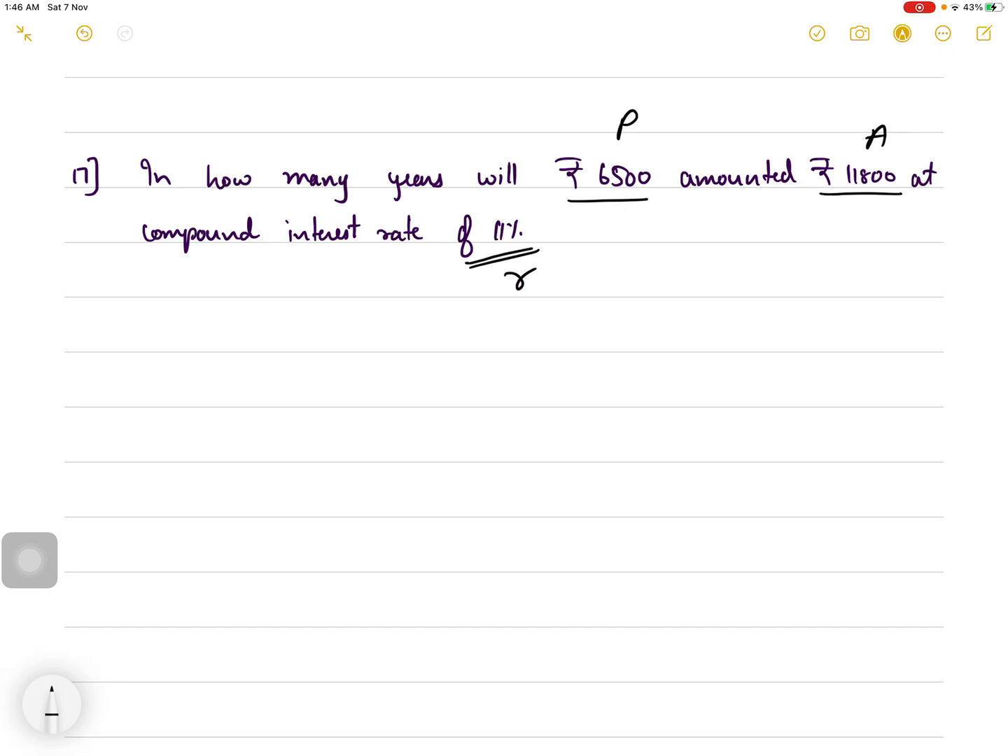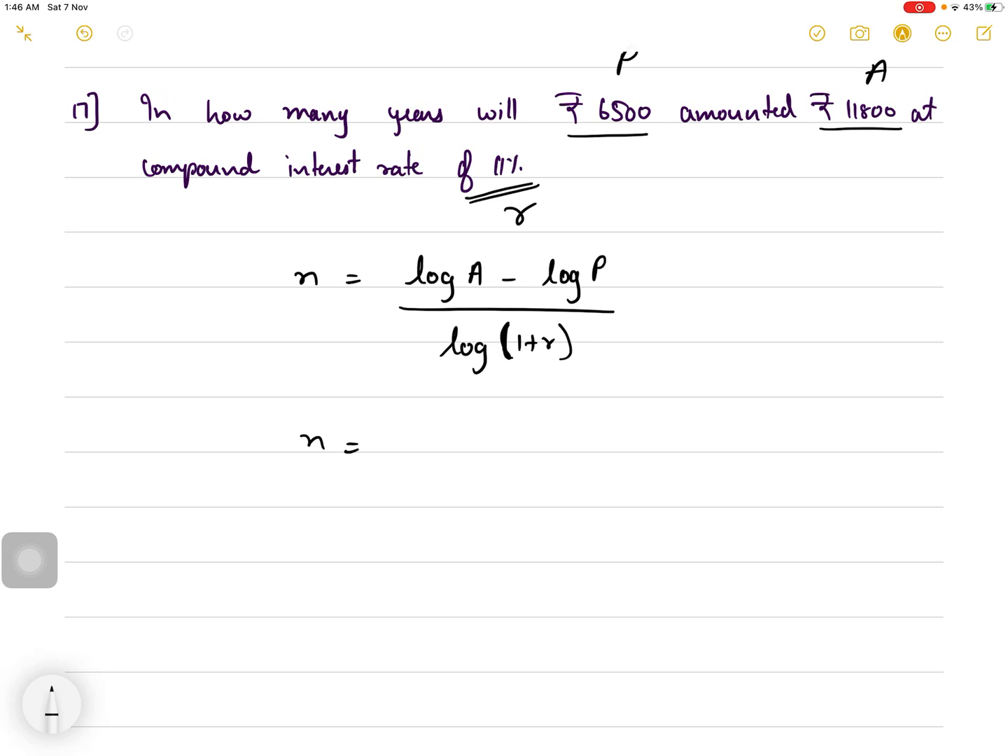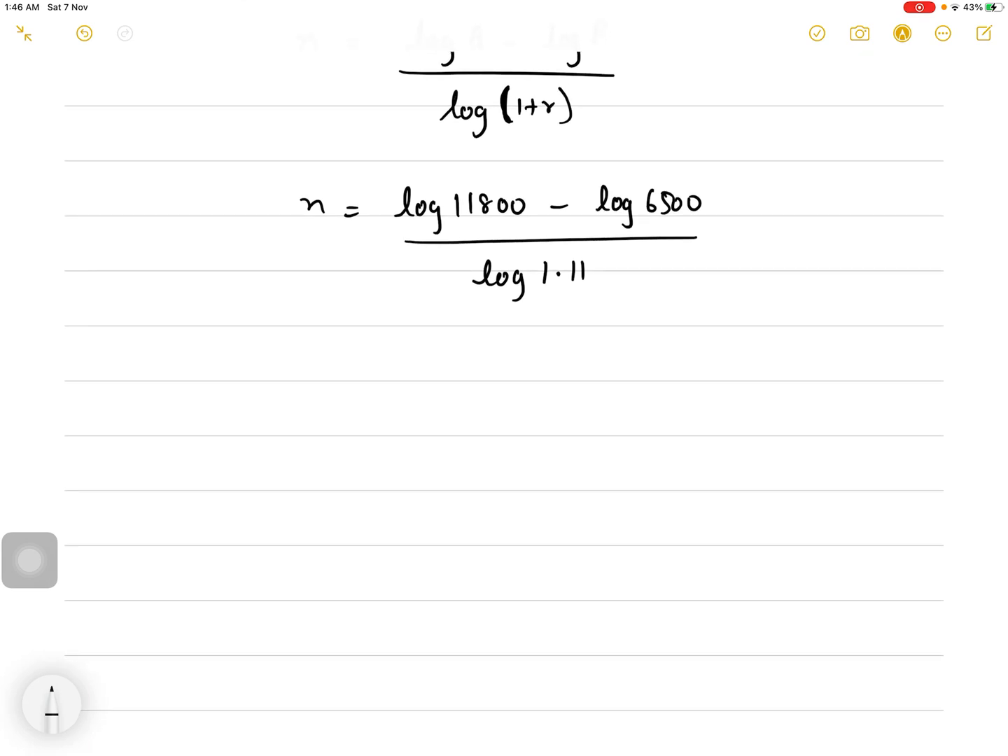Okay, and the rate of interest is given as 11%. So this is your R. You have to find N. So the formula for N is N is equal to (log A minus log P) upon log (1 plus R). Yeah, this is the formula. So N is equal to (log 11,800 minus log 6,500) upon log 1.11. So let's find log of 11,800 and log of 6,500 and log of 1.11.